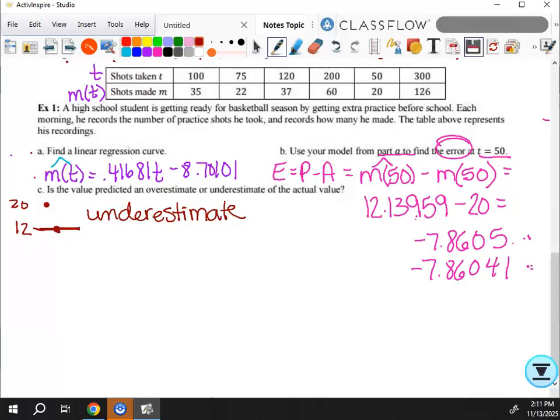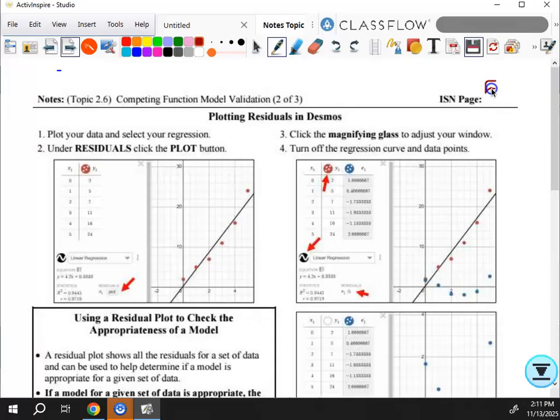Okay. What questions do we have? Anything? Okay, great. Grab your second sheet of paper. This is also going on page 55 when we're done.